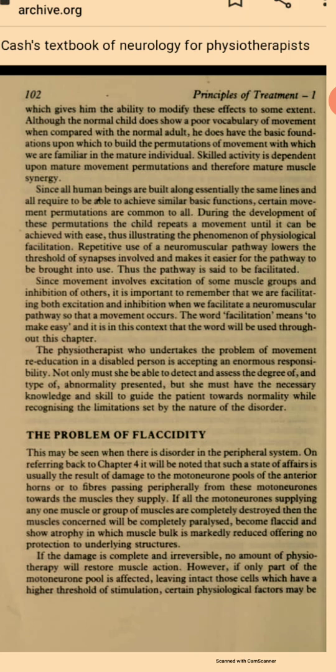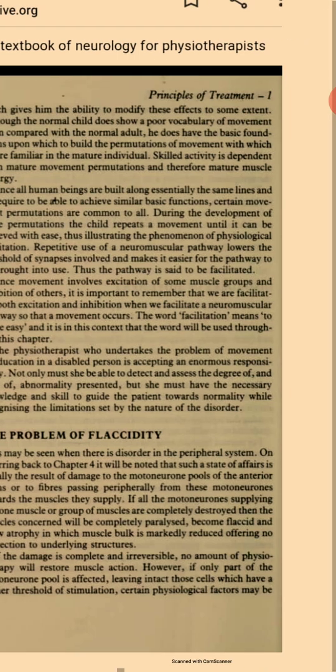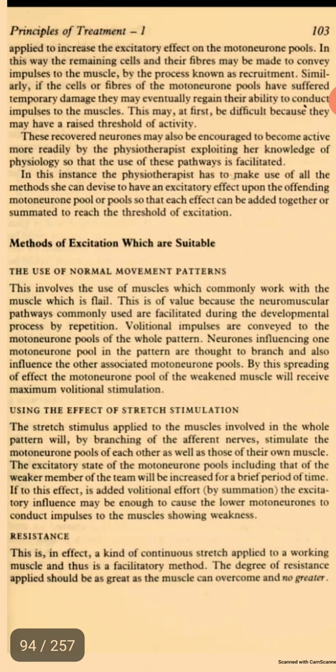If the damage is complete and irreversible, no amount of physiotherapy will restore muscle action. However, if only part of the motor neuron pool is affected, leaving intact those cells which have a higher threshold of stimulation, certain physiological factors may be applied to increase the excitation effect on the motor neuron pools. In this way, the remaining cells and fibers may be made to convey impulses to the muscles by the process known as recruitment. Similarly, if the cells or fibers of the motor neuron pools have suffered temporary damage, they may eventually regain the ability to conduct impulses to the muscles.